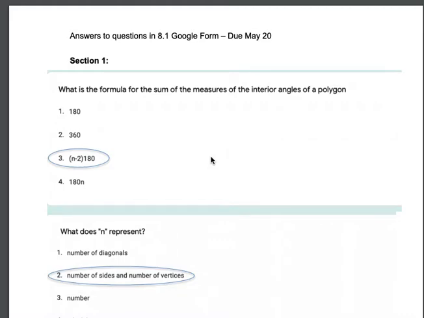Just to explain just a few of the questions from the 8.1 Google form that was due either on May 21st or May 20th. You may not be able to access the Google form anymore once you've submitted it, though.